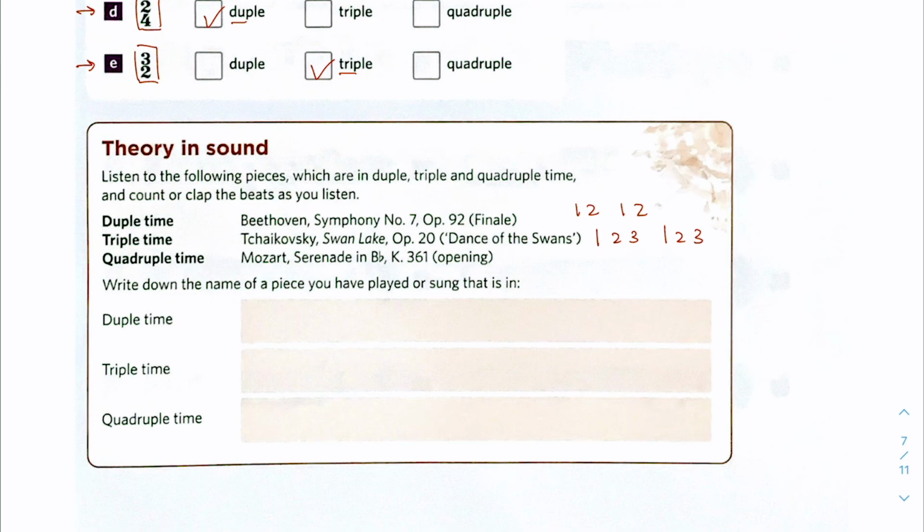And if it's in quadruple time, you will hear 1, 2, 3, 4, 1, 2, 3, 4. You can write down the name of a piece you have played or sung that is in duple time, triple time, and quadruple time here.